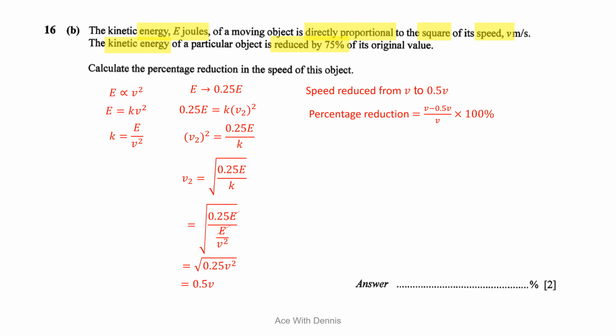So the percentage reduction will be (v − 0.5v) over v times 100%, which is 0.5v over v times 100%. Now we cancel the v, and times the 100%, the answer is 50%. So 50%.